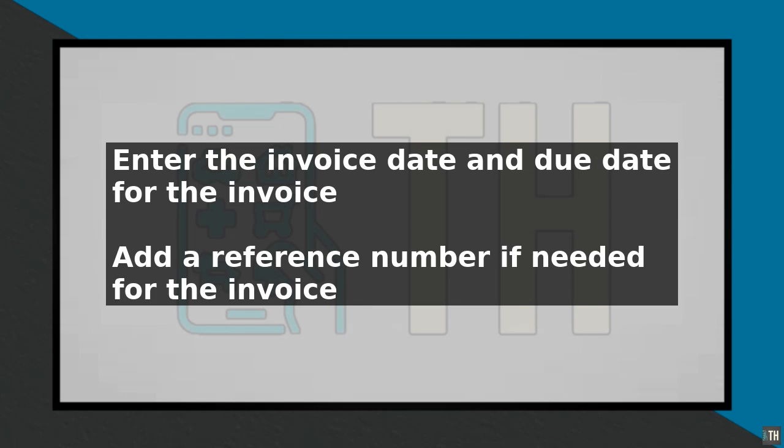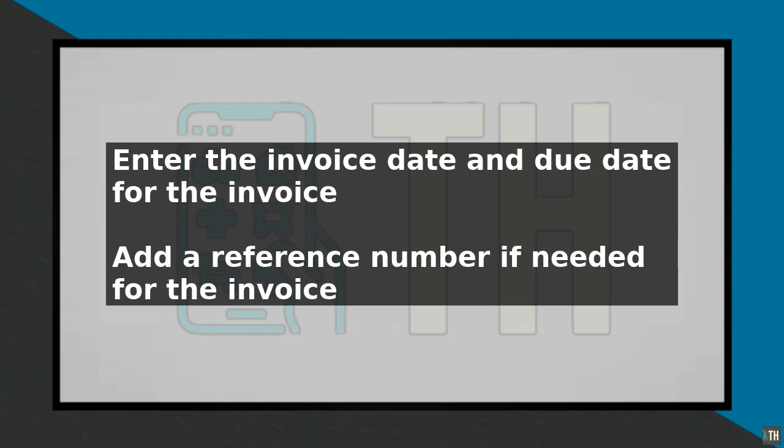Now, add the items you are invoicing for by selecting from your existing inventory or adding a new item. For each item, enter the quantity, unit price, and any applicable tax rates. Xero will automatically calculate the total cost.